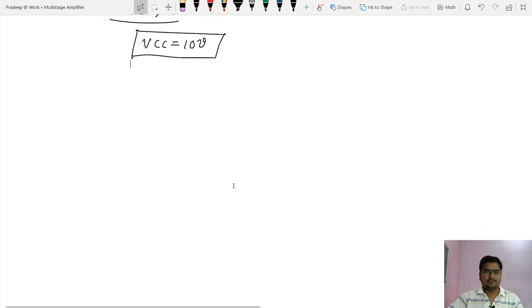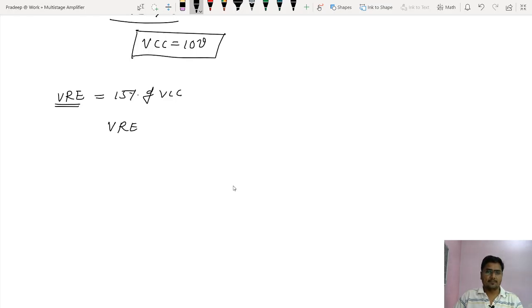After that, what do we do? We assume that voltage VRE. After selection of VCC, we know the method is fixed. The same thing we will follow here. Select VRE, then select VCQ. Yes, the traditional method, whatever we have followed in last semester, we will follow that. Now, how can I select VRE? Generally, it is 15% of VCC. So VRE will be equal to 1.5 volt.